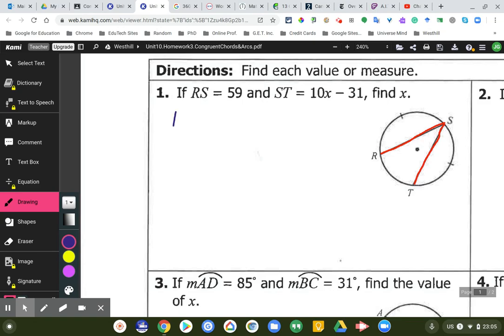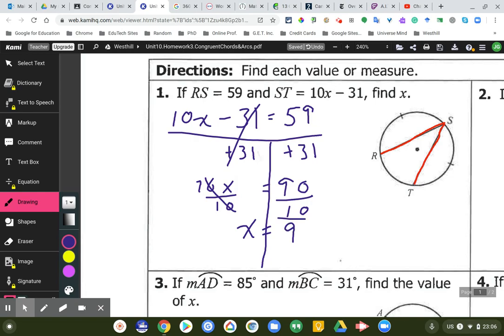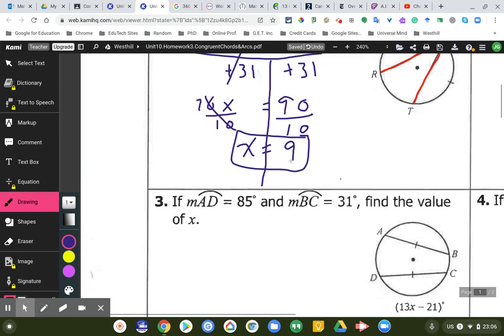All right. So we have 10x minus 31 equals 59. Plus 31, plus 31. Oh, didn't draw my little line here yet. Here we go. So this cancels out. 10x equals 90. 59 plus 31, 90. Okay. Divide by 10. Divide by 10. And x is going to equal 9. Okay. All right. Cool.